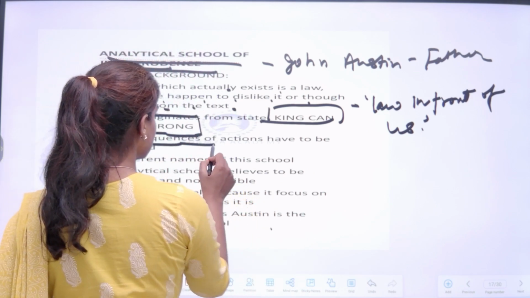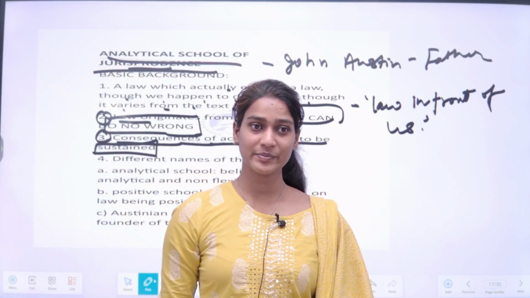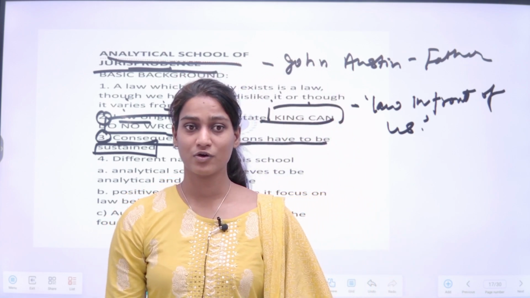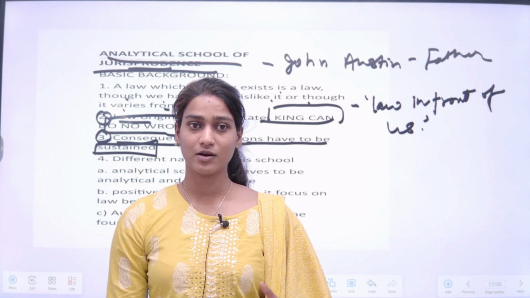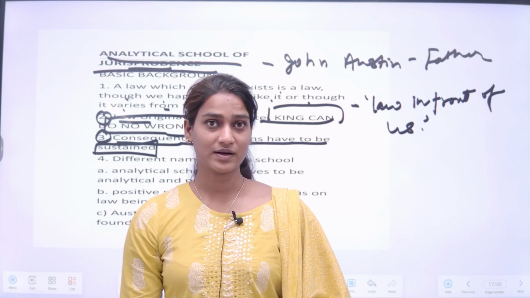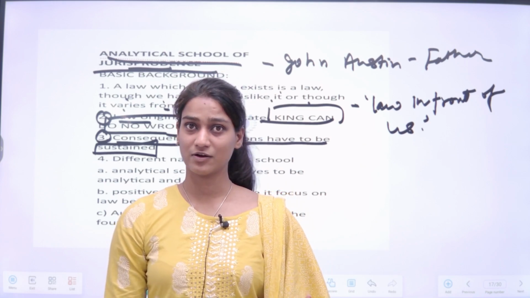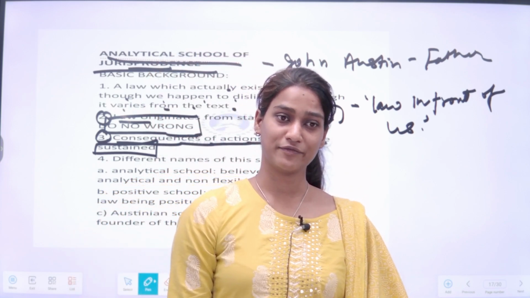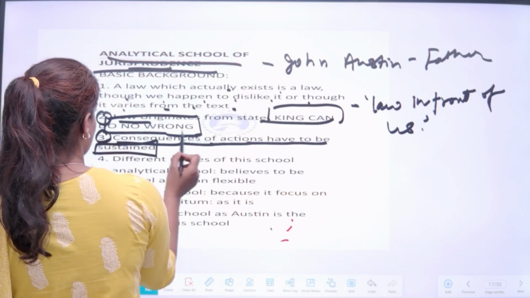Third, consequences of actions have to be sustained. It's not just that a law has been made by the king or the state; the consequences which follow have to be looked into. How can we look into the consequences? For example, if we make a law on crime, like what has been written in the Indian Penal Code, but there are no penalties or punishments prescribed if we do not follow that law, is that law effective? Of course not. So the consequences have to be looked into if we make a law according to the Analytical School of Jurisprudence.